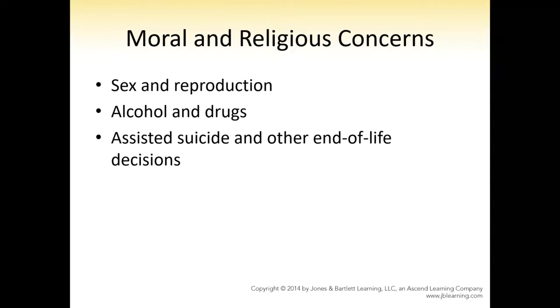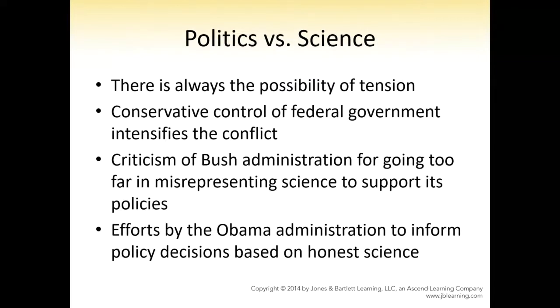Another example is assisted suicide and other end-of-life decisions. So if I have a terminal illness, is it okay for someone to help me commit suicide? No, it's not. In fact, suicide is illegal, although really, what's the consequence, right? But suicide is illegal. And we talked about politics versus science, which I think has really been magnified over the past few years, but there's always this possibility of tension. There's always tension between politics and science.